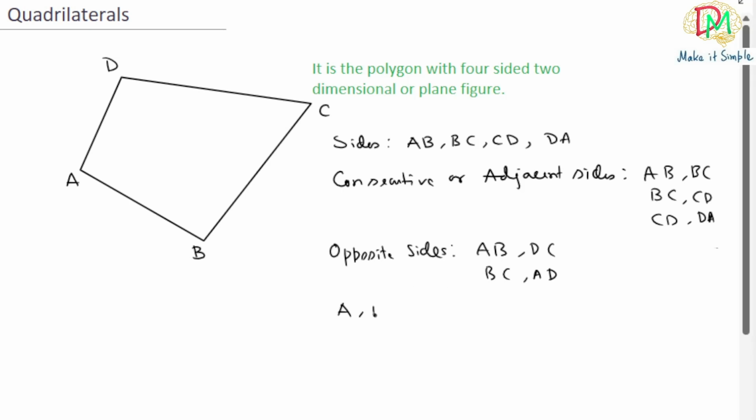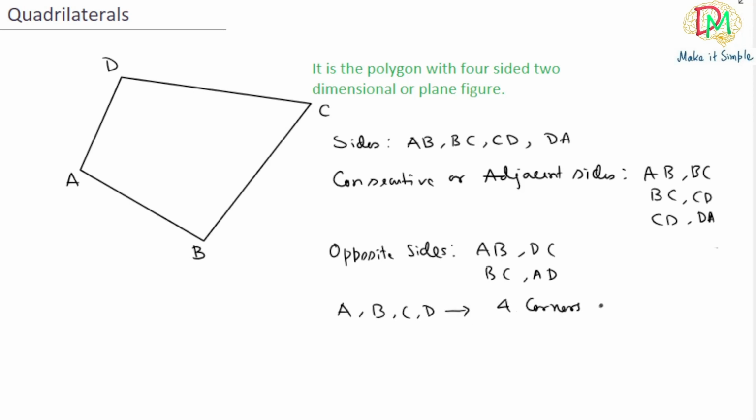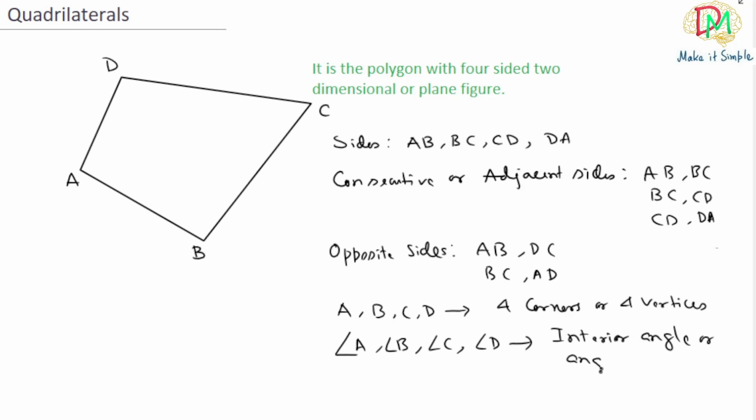A, B, C, D are four corners or vertices. Angle A, angle B, angle C, angle D, all are the interior angles, or simply you can say these are the angles of the quadrilateral. So what are the pairs of consecutive angles?